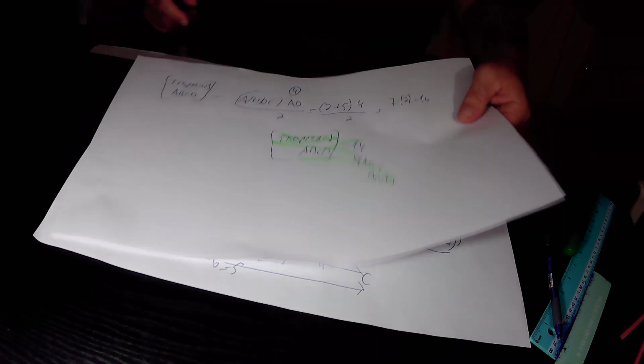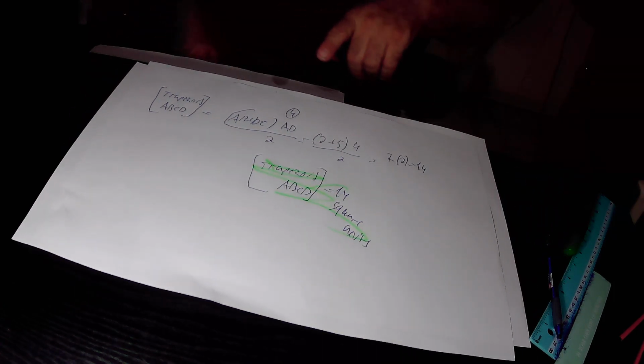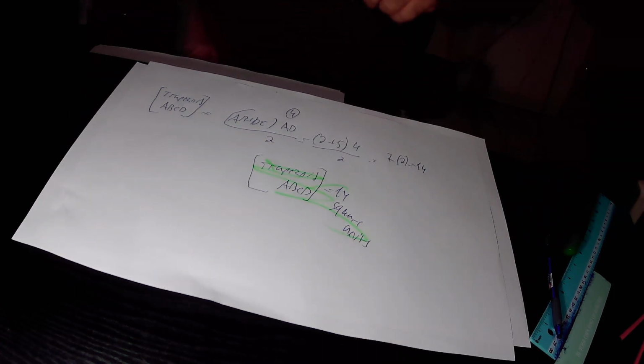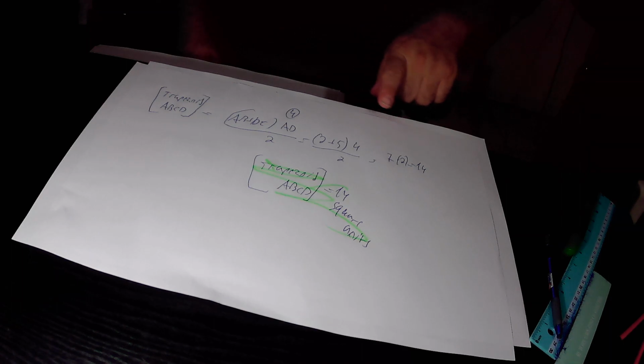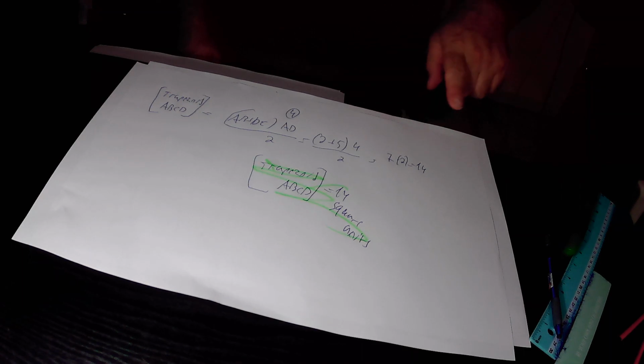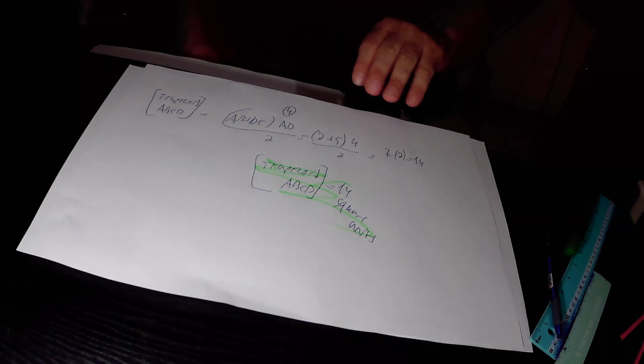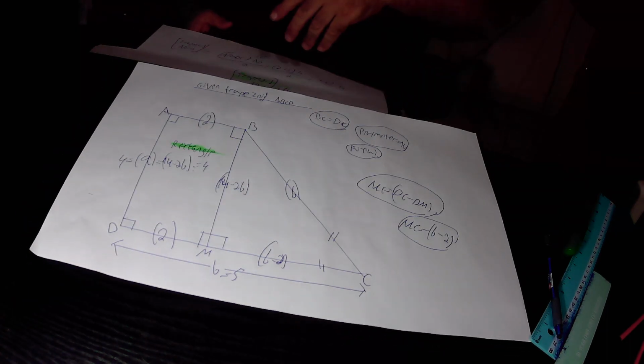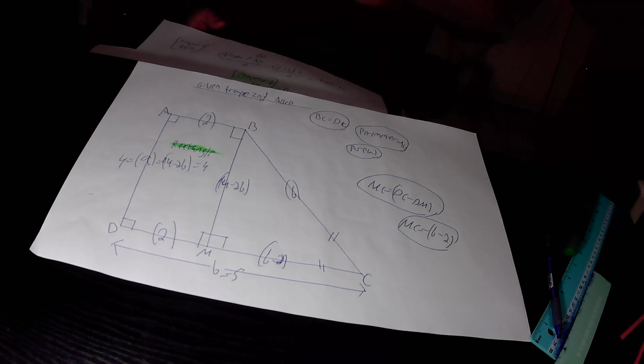So in total, the area of trapezoid ABCD equals 2 plus 5 times 4 over 2. 2 plus 5 is 7, and 4 over 2 is 2. So this expression equals 7 times 2, that is 14. So we found out that the area of this trapezoid ABCD, the area we are looking for in this question, is equal to 14 square units. So we finish with the first question.